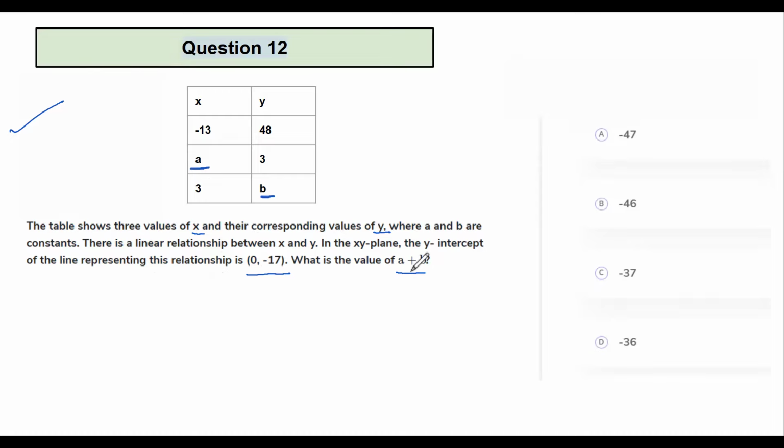What is the value of a plus b? So basically you have 2 points, negative 13 and 48. Then you have 0 and negative 17 as well. You have a, 3 and you have 3, b, and you want to find a and b, and then finally you want a plus b. We'll do it over Desmos. We'll do a regression. It would be easier that way.